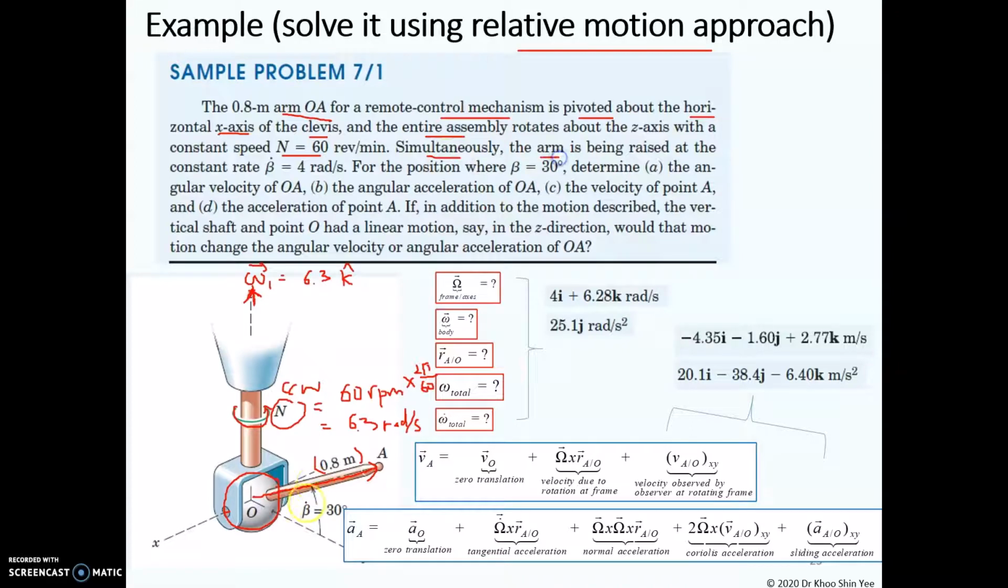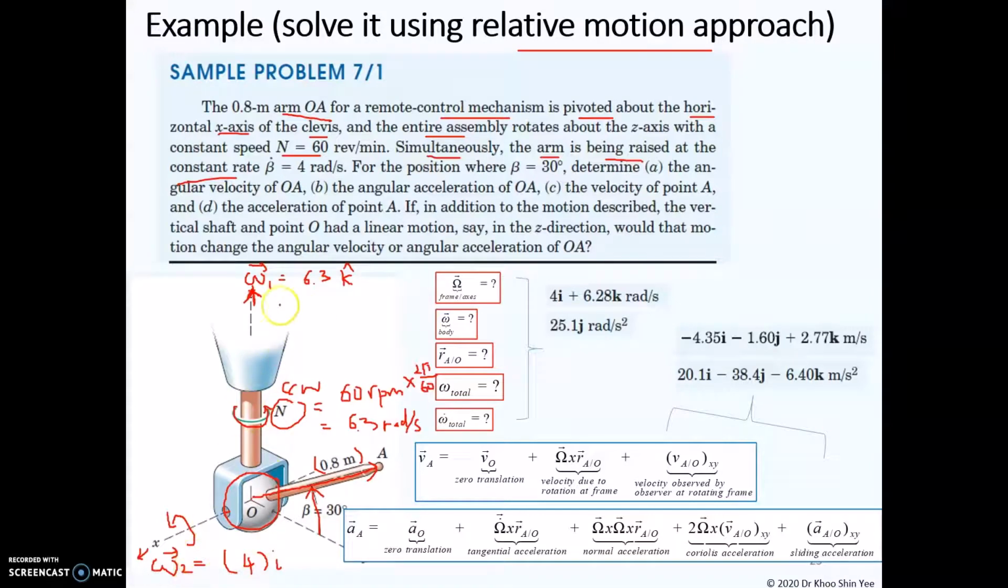Simultaneously, the arm from O to A is being raised at a constant rate beta dot equal to 4 radian per second. You must know the OA arm must be rotated counterclockwise about the x-axis in order to raise the arm. So you should obtain the angular velocity in the i direction, and the magnitude is equal to 4. So you have two angular velocities here.